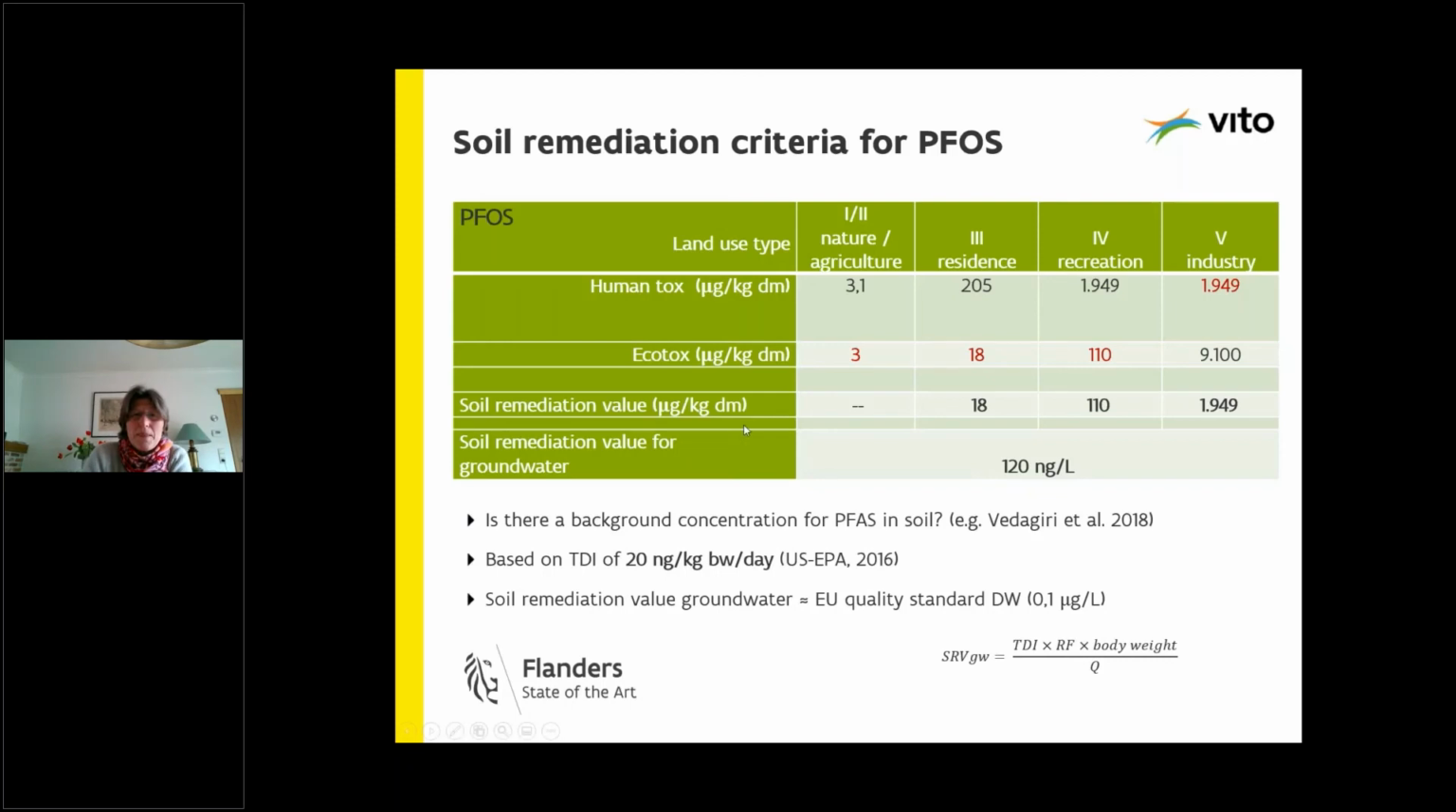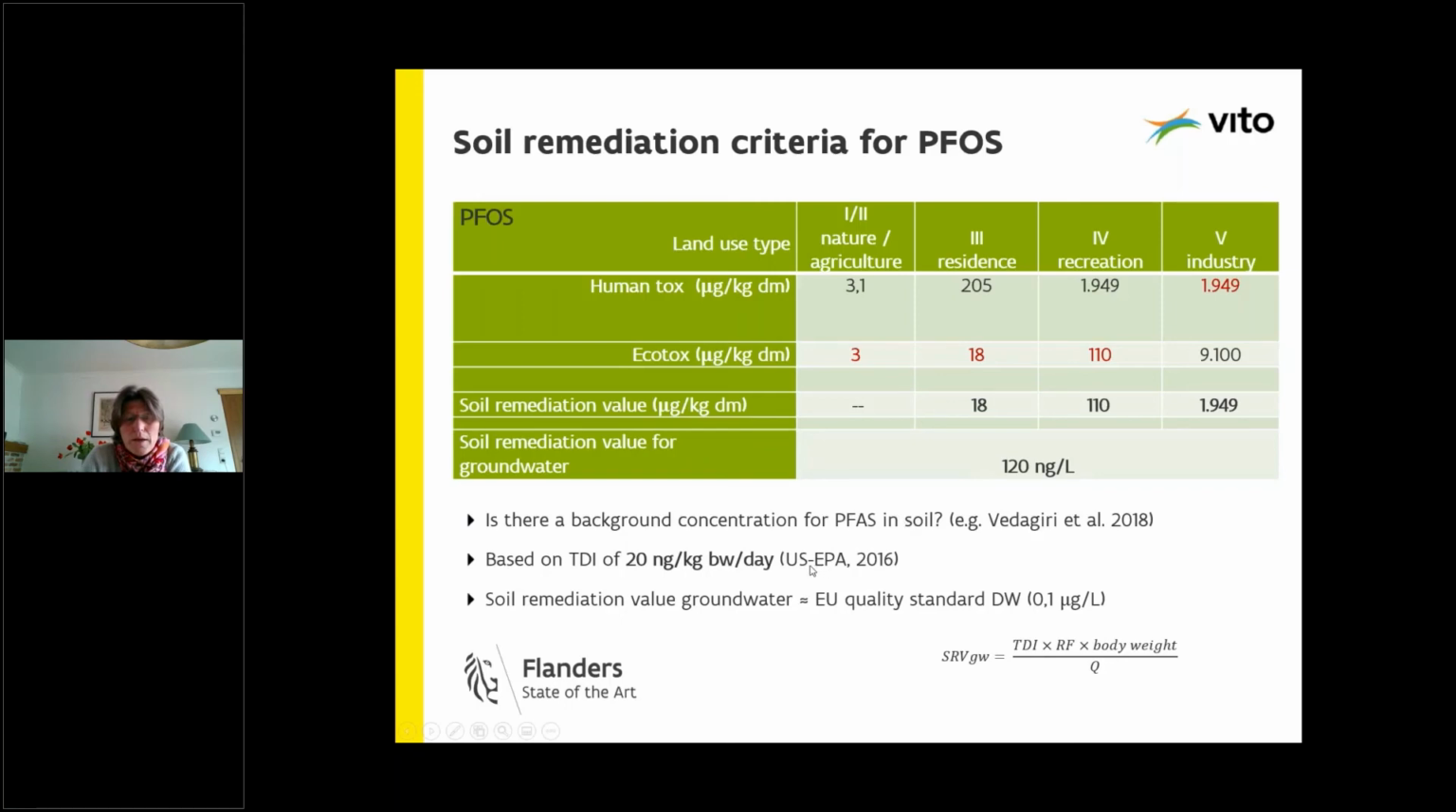You see here the different land use types, then the values based on human tox and the ones on ecotox, and then the lowest value of those two is retained as a soil remediation criterion. You do not see here criteria for the land use type nature and agriculture, because the value we obtained was very low, and there were indications that there might be background concentrations of PFAS in soil. I'll come back to this later.